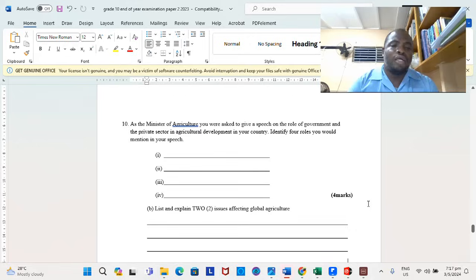As the Minister of Agriculture, you were asked to give a speech on the role of the government and the private sector in agricultural development in your country. Identify 4 roles you should mention in your speech. And it says, well, 4 roles that are here.